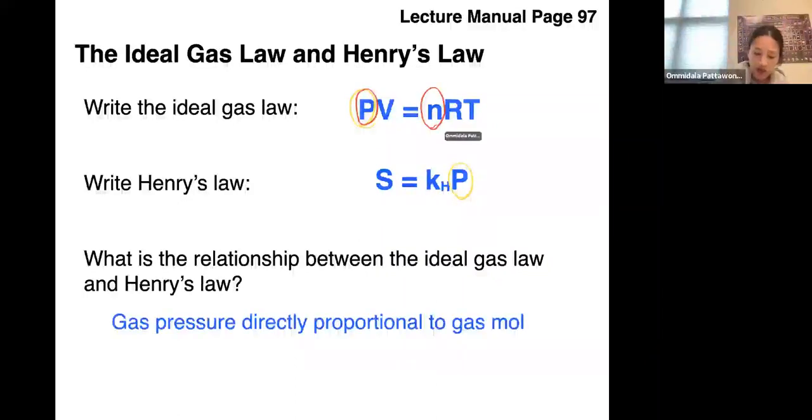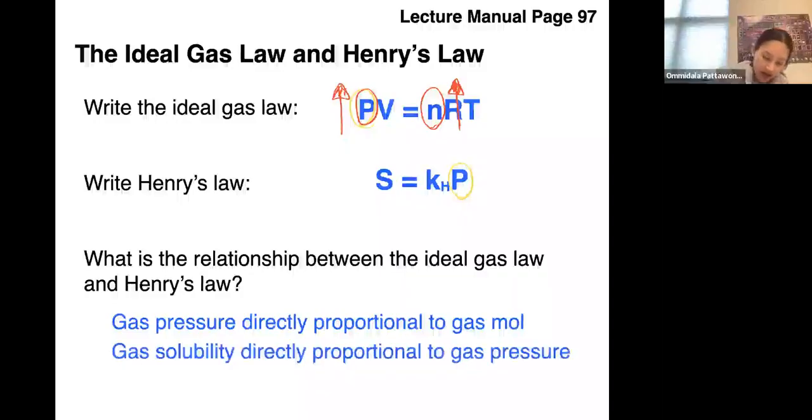What does it mean? It means that as the number of moles of gas increases, you are going to end up with a higher pressure as well. Now, if you look at Henry's law, you will see that solubility is directly proportional to the pressure. That means if you increase pressure, you are going to observe that the solubility of gas will also increase.